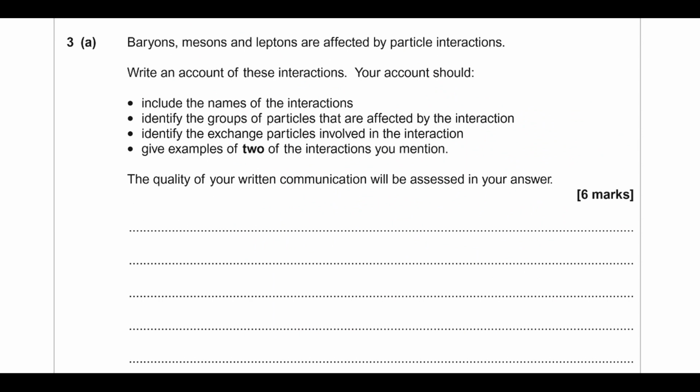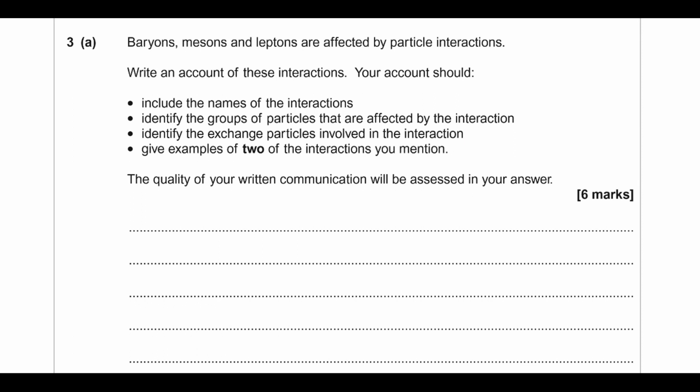Okay, so baryons, mesons, and leptons are affected by particle interactions. Write an account of these interactions. You should include the names of the interactions, the groups of particles affected by each interaction, and identify the exchange particles involved in the interaction. You should give examples of 2 of the interactions that you mention.